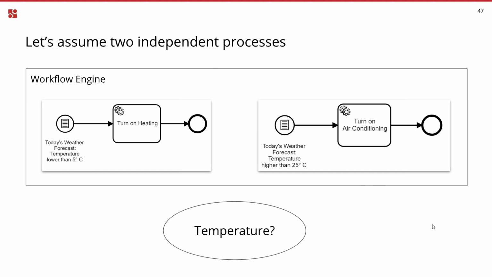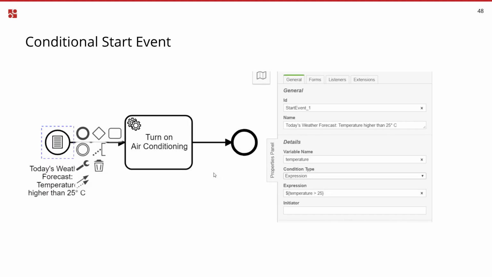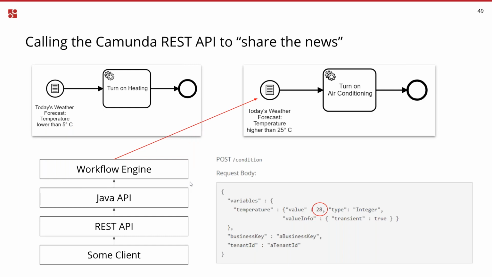Technically, I can define an expression for this conditional start event in the modeler, simply saying that I'm interested in a variable called temperature, and if this temperature variable is above 25, let's assume it's an integer, then this workflow will actually start. What I can do now is leverage the APIs, either the Java API or the REST API, and simply call that API and say, hey, API, just letting you know, the temperature today is going to be 28.